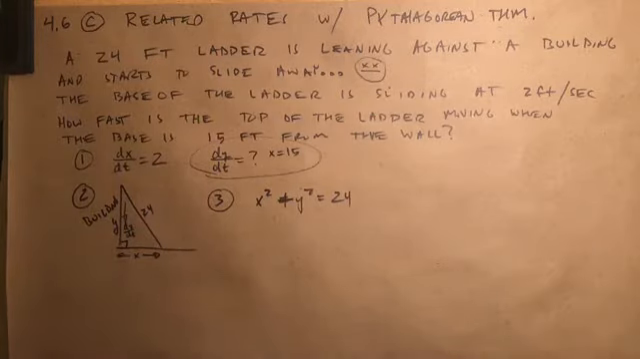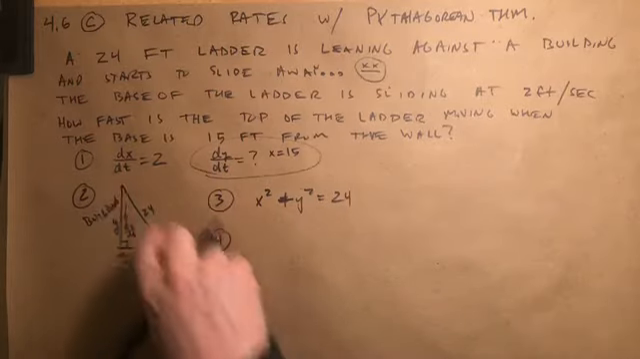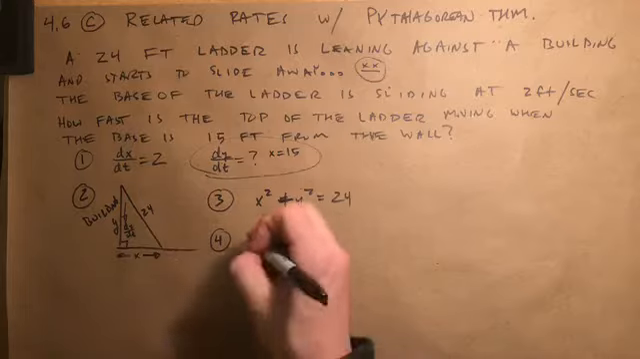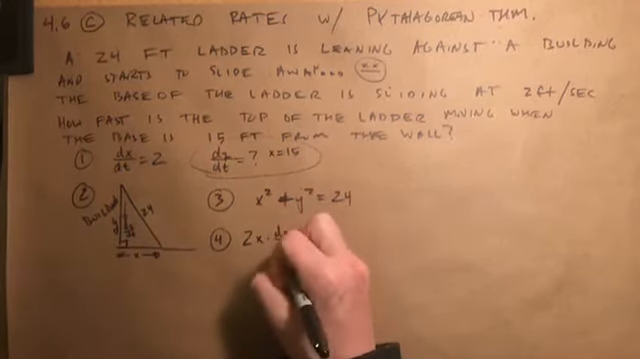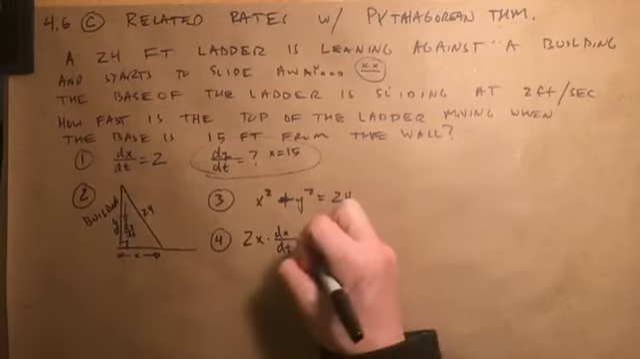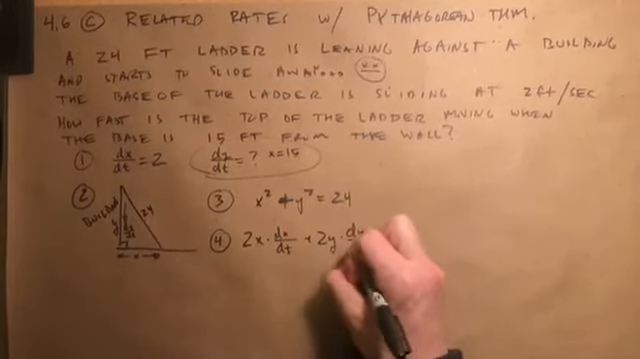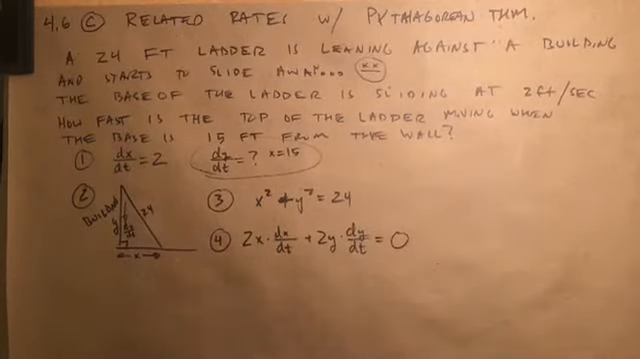So once we have the equation, what are we going to do? We are going to take the derivative. Now, keep in mind that x is a function of time, that y is a function of time, and that the ladder, 24, is not a function of time because that 24 is a constant. So let's take the derivative here. We'll have 2x times dx/dt plus 2y times dy/dt. Perfect. And that's going to be equal to 0.